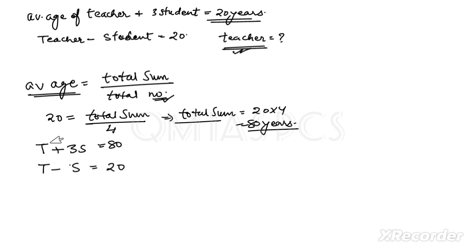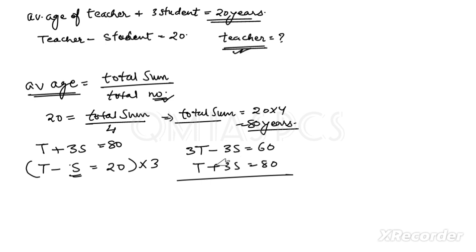Now it is two statements, two variables. Can you solve this? You know how to solve this? You can eliminate either T or S. I'm eliminating the S value because we have to find T, so it will be simpler. So we multiply this complete statement by 3 to make the 3S. It will be 3T minus 3S is equal to 60, and here is T plus 3S is equal to 80.